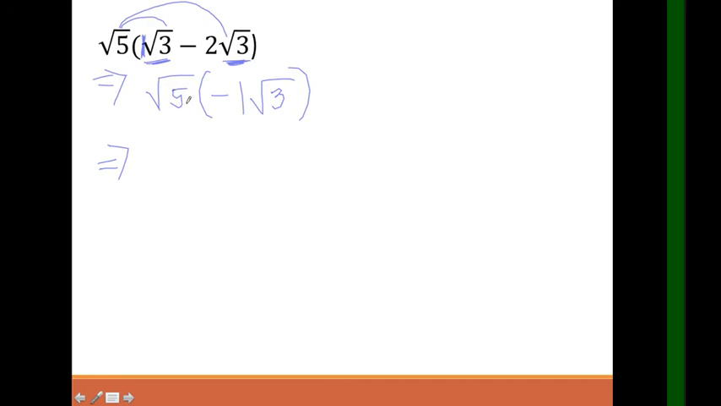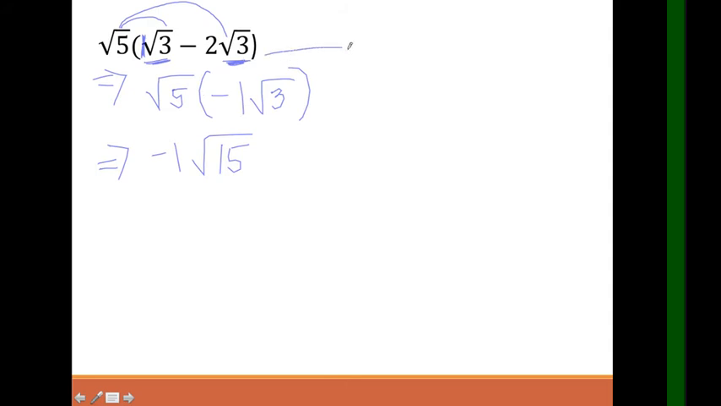So, what is the product for this? Okay, so we have the square root of 5 and the square root of 3. So, we have negative 1 square root of 15. Tama? So, that's negative 1 square root of 15. I think this is now our final answer.